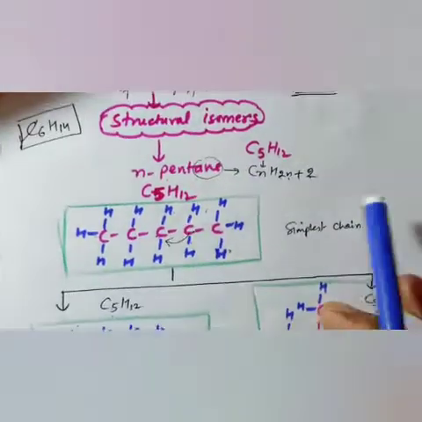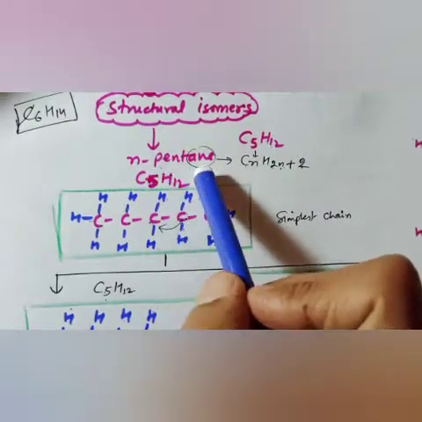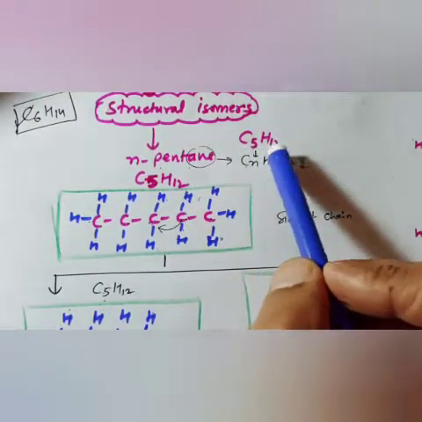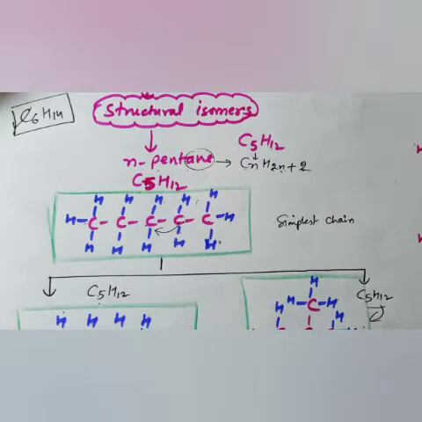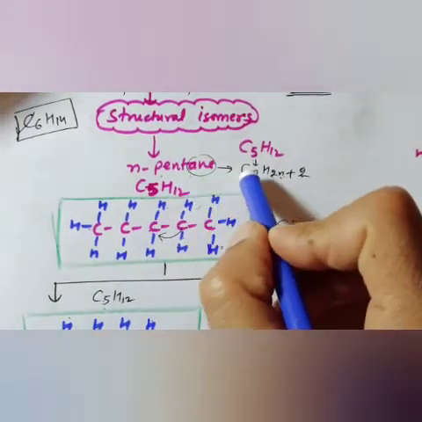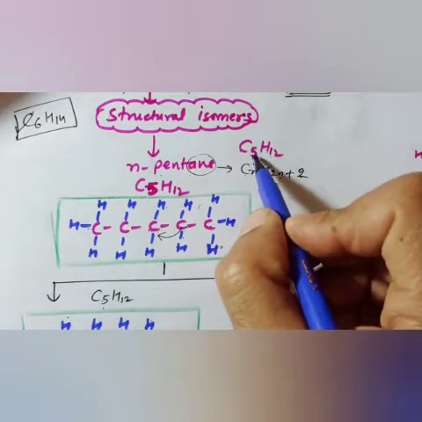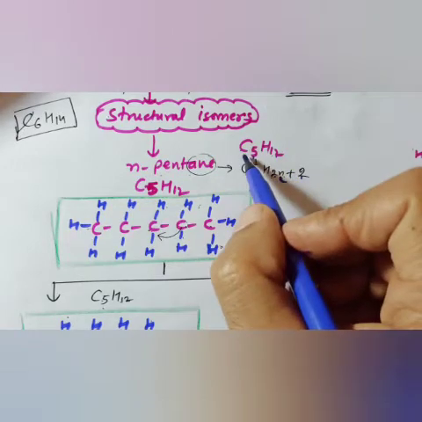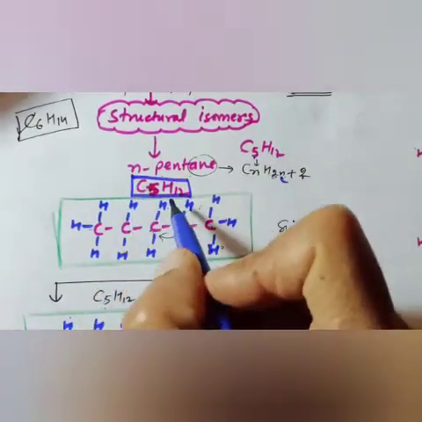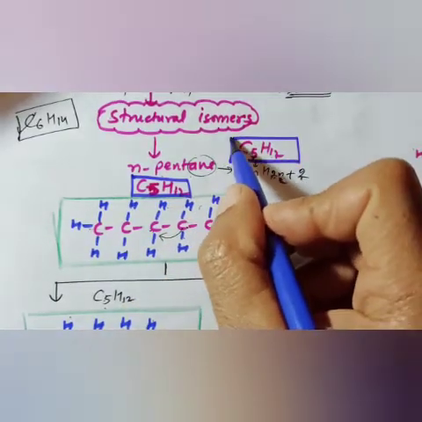In 10th class we studied structural isomerism. An example is n-pentane. The formula of n-pentane is C5H12. Think a little: in pentane, how many carbons? 5 carbons. And how many hydrogens will be there in an alkane? CnH2n+2. It means that if 5 carbons are there, hydrogens will be 2 times 5 is 10, plus 2, 12. So this is the molecular formula of pentane, C5H12.